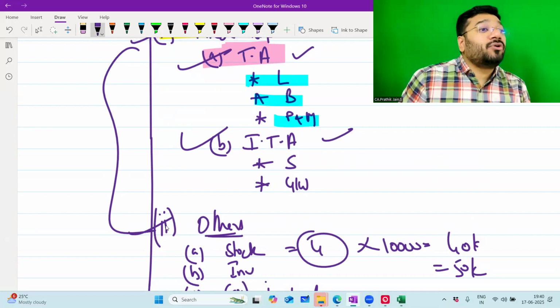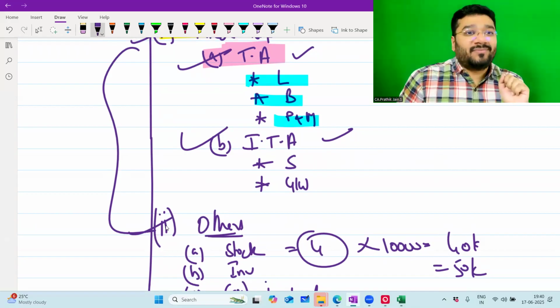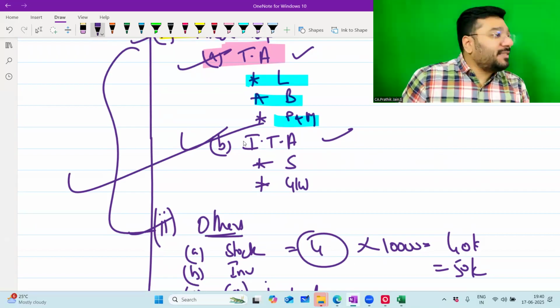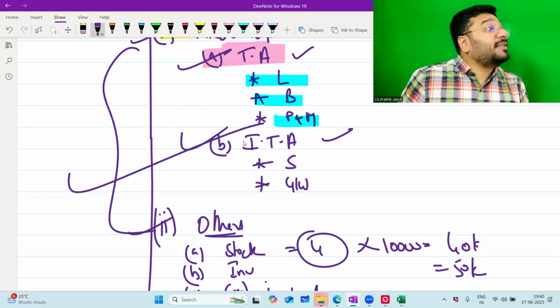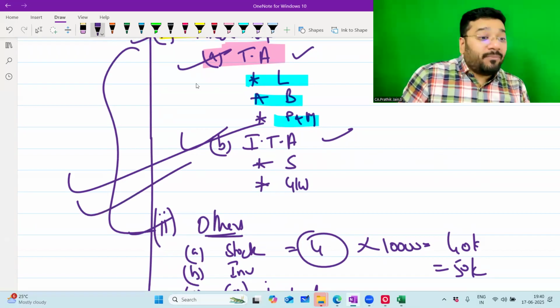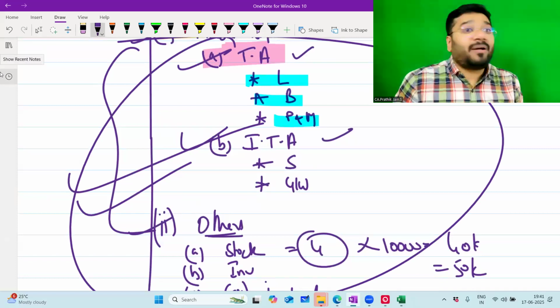This format is for a business that is a sole proprietor. If you are a partnership concern, an entity by the name partnership concern, you will prepare this balance sheet. Again, you have the freedom to modulate the format the way you want. I'll be discussing all that in upcoming sessions.